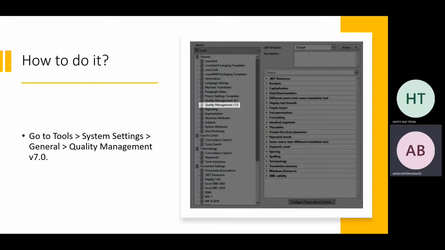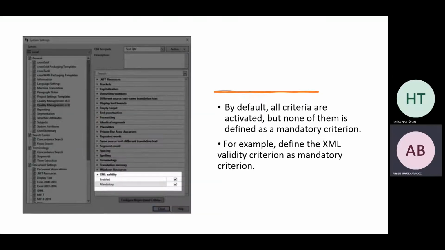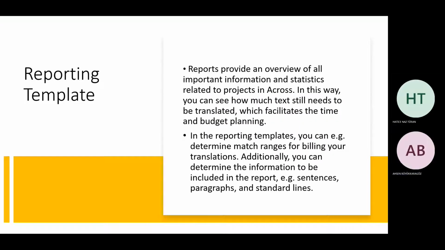So to do it, you should go to Tools, System Settings, and you will find the Quality Management. And then at the top right, click Action, add any name. It can be, for example, Test QM, confirm with OK. By default, all criteria are activated, but none of them is defined as a mandatory criteria, so it totally depends on you.